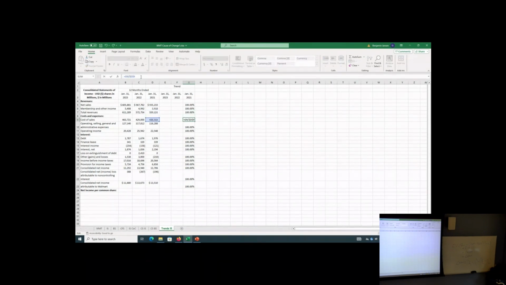We're going to fix reference to the denominator because we want the numerator to vary. That's the information that's going to be changing. All right. And once we fix our references, we can copy and paste this over. Now we can start seeing any potential aberrations over time.